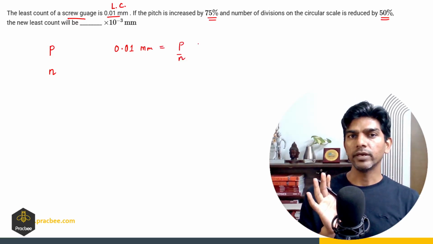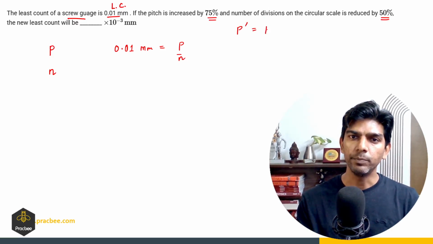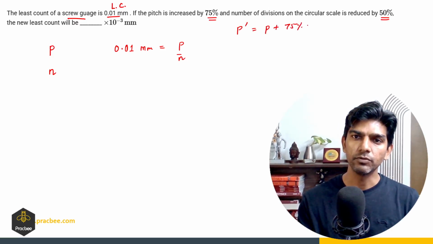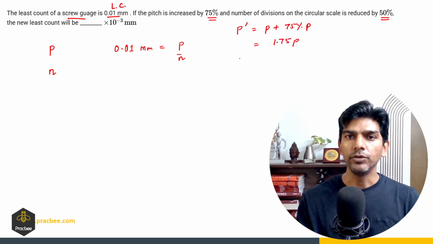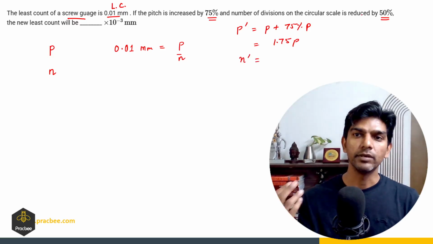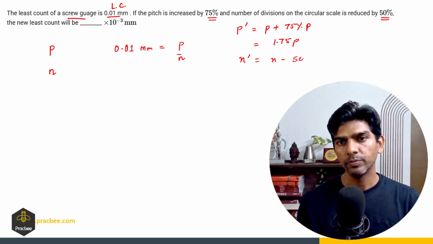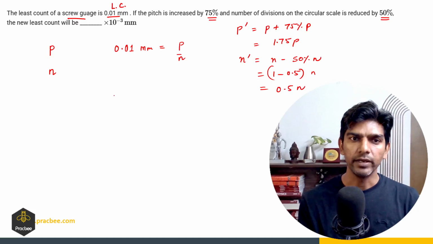Now what we are going to do is increase the pitch by 75%. So the new pitch, let us say P prime, will be P plus 75% of P, which is nothing but 1.75 times P. And the number of divisions is reduced by 50%, so the new number of divisions will be N minus 50% of N. That comes out to be 1 minus 0.5 times N, which is 0.5 N.